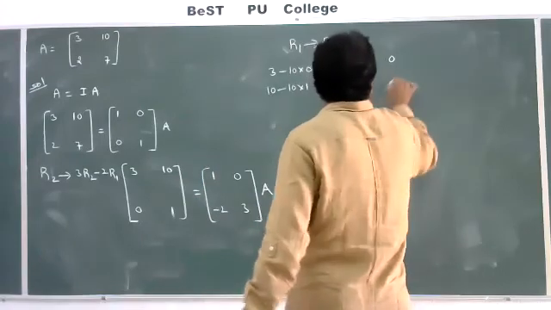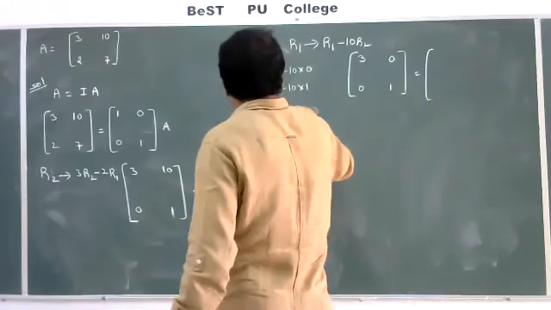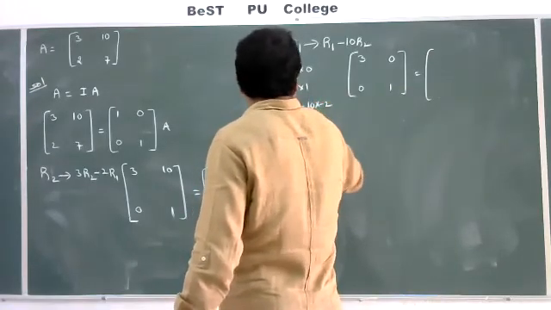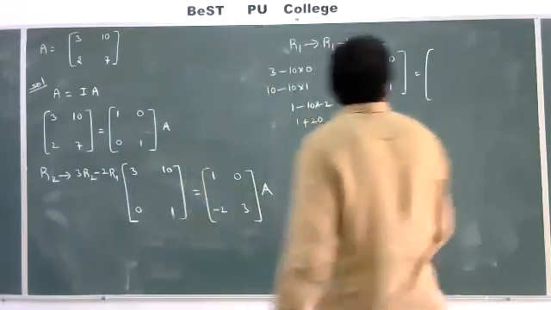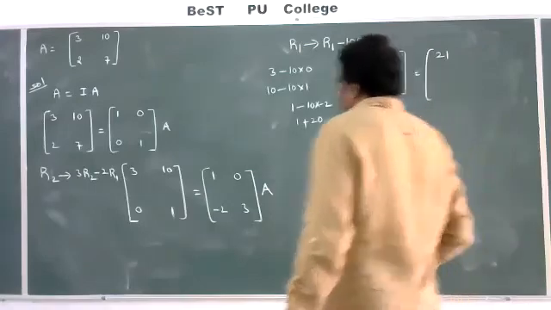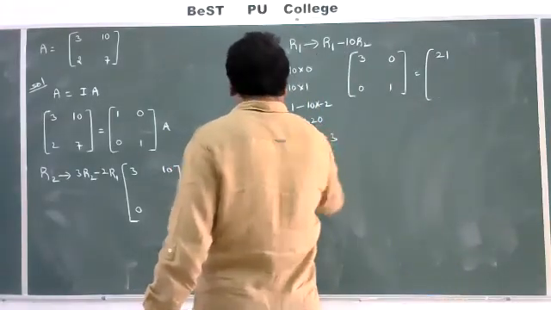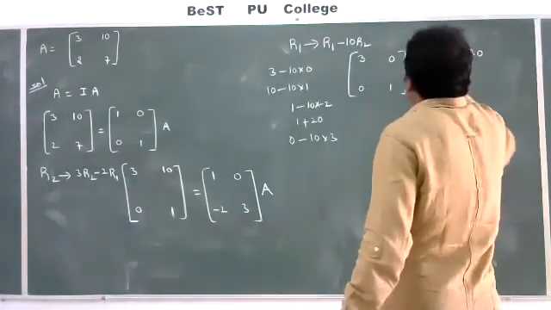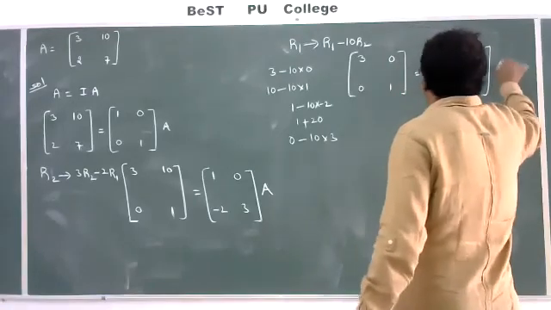Second row same, 0 and 1 is equal to, same operation here. 1 minus 10 into minus 2, that is 1 plus 20, that is 21. Next 0 minus 10 into 3, 30, that is minus 30. R2 is the same, minus 2 and 3, into A.